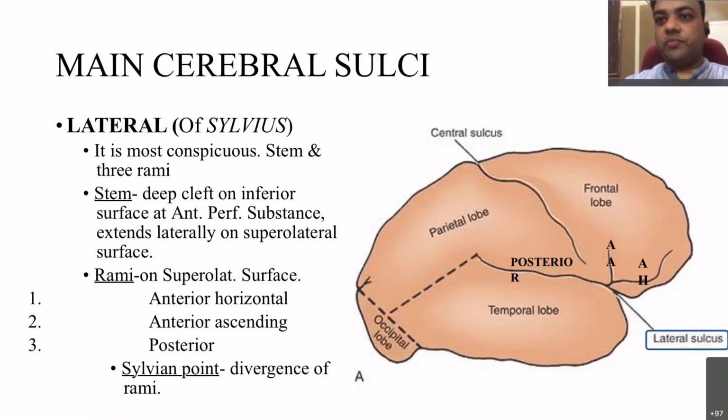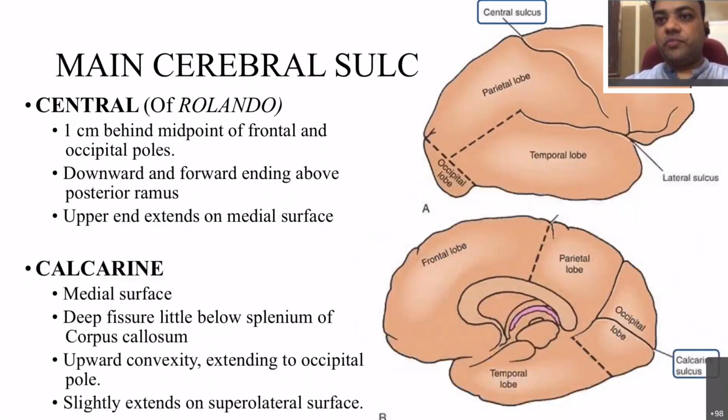Now, what is the Sylvian point? The diverging point from this stem of the sulcus into these three rami is known as the Sylvian point. Got it? Then next, the central sulcus.